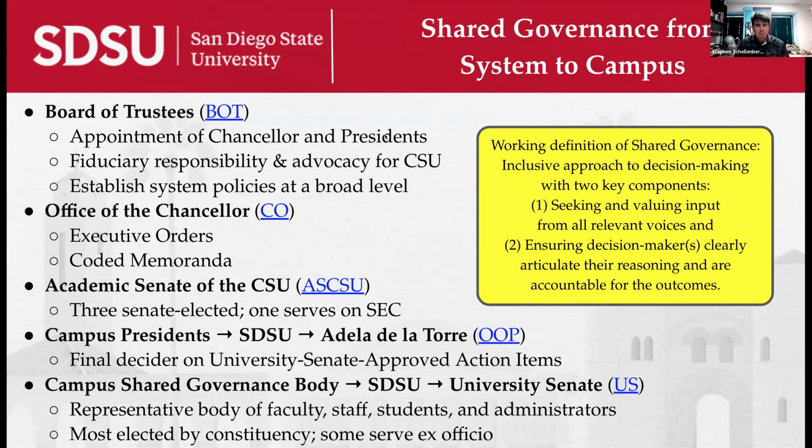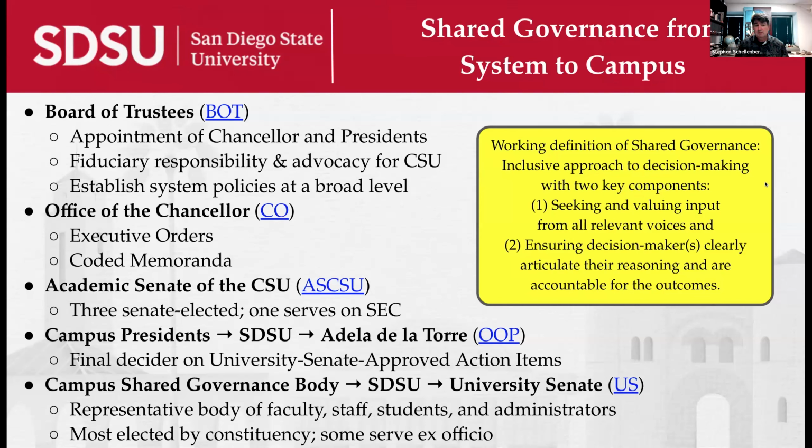But it is a cooperative component. It should be an inclusive approach. We should be sharing the governance, if you just break down that word in the most basic way. More broadly, we're within a system, the CSU system, of course, and so shared governance operates at a couple different levels. There's a board of trustees. They have a set of responsibilities, and they interact with the office of the chancellor, who has their own set. And then we also have the academic senate of the CSU.